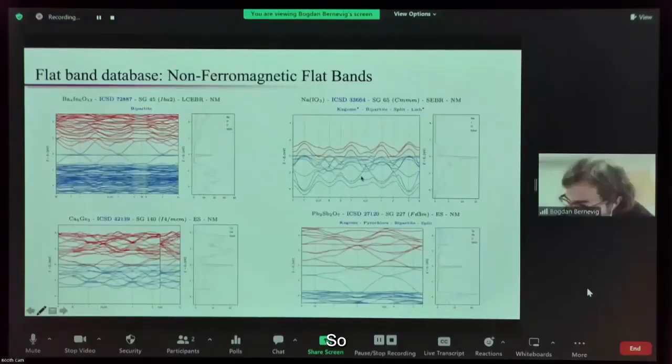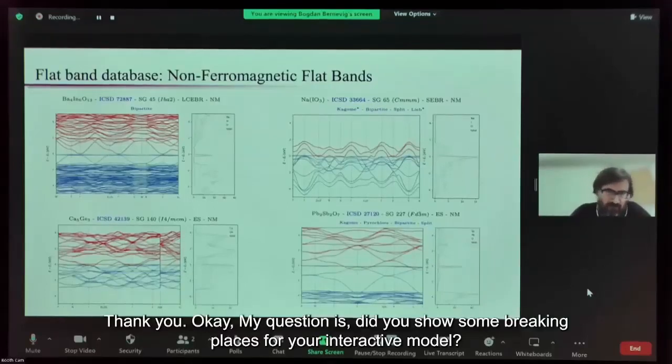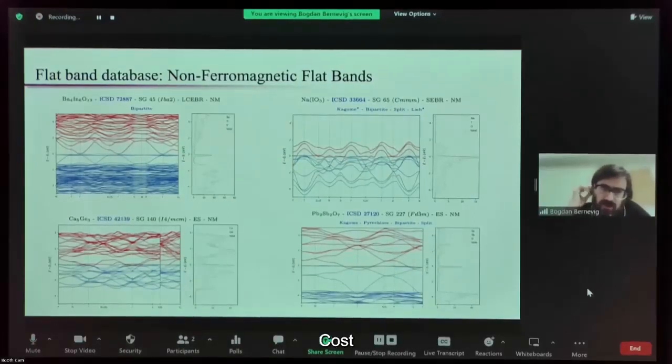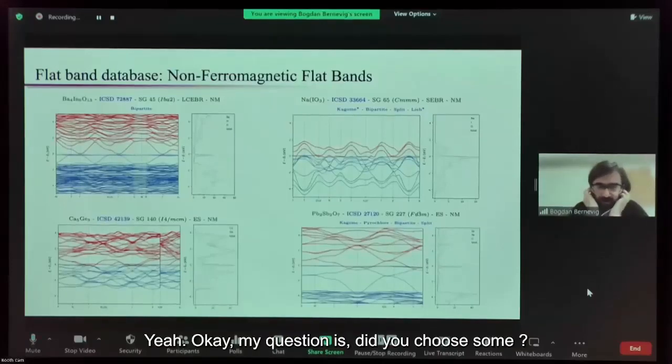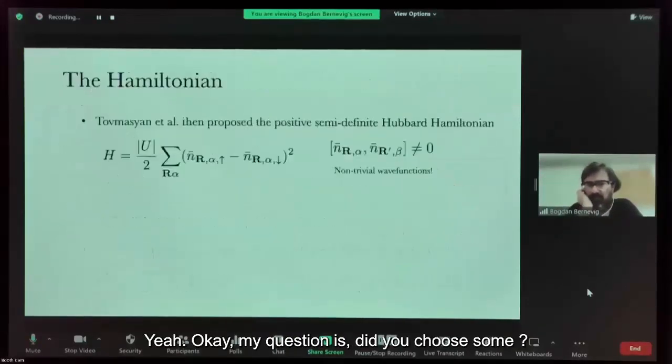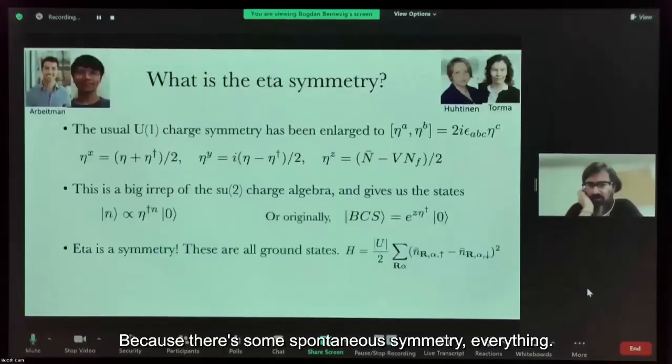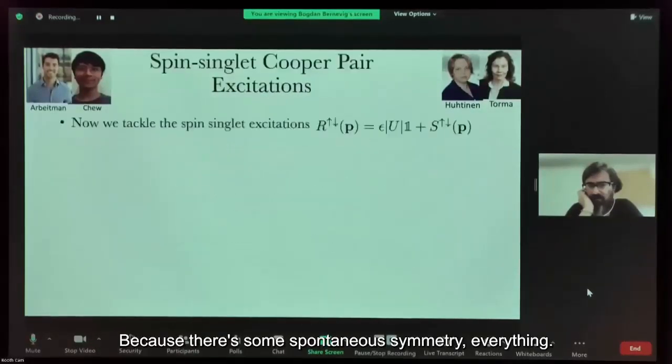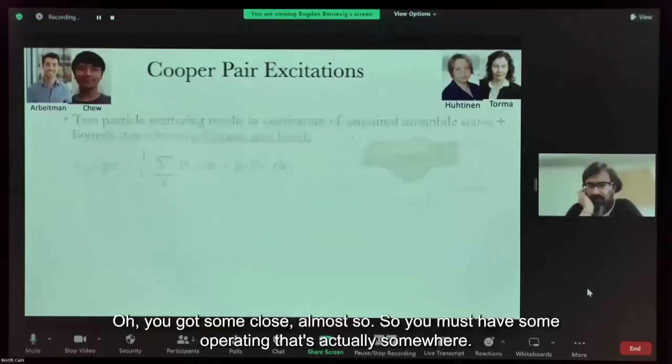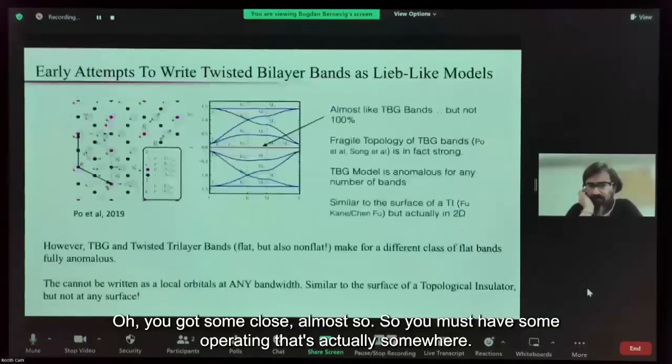Okay, question? My question is, did you choose some symmetry breaking basis for your interacting model? Because there's some spontaneous symmetry breaking. You get some Goldstone mode, so you must somehow break your symmetry somewhere.